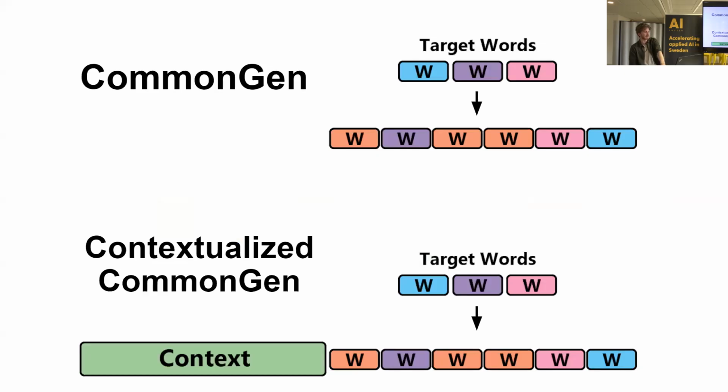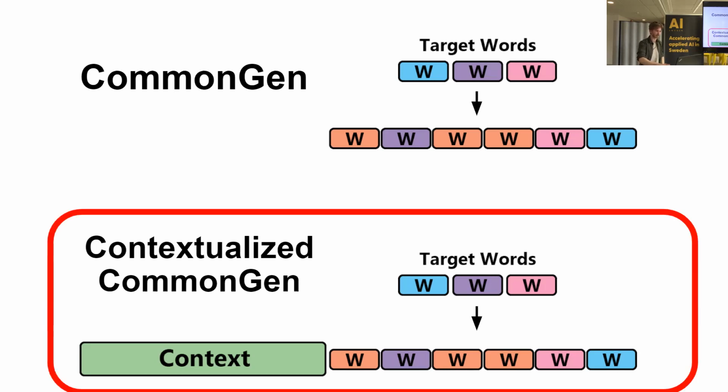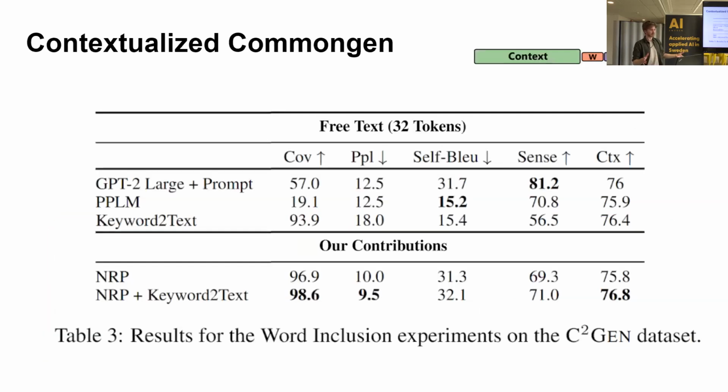And this, again, is a recap. We have these 2 data sets. We have the CommonGen, which has no context. We have our new data set, contextualized CommonGen. Let's start with that. And the results are pretty okay, I would say.